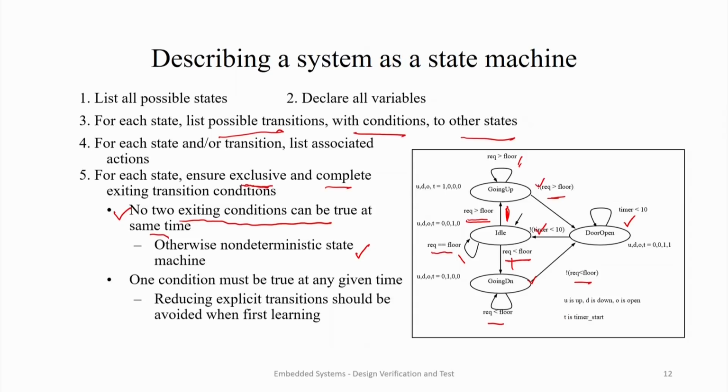Similarly, there is the need for a complete transition function and not a partial one. That means that at least one of the transitions must be taken at any point in time. So, if I do not have rec greater than floor or rec less than floor, at least rec equals floor, which means that I will have a self loop moving into the idle state again and again. So, one condition must be true at any given time, that is why it is complete. Reducing explicit transitions should be avoided when first learning.